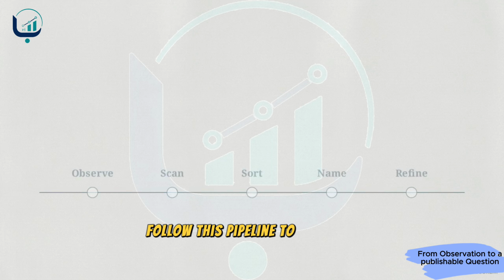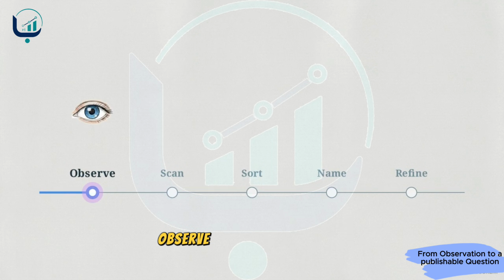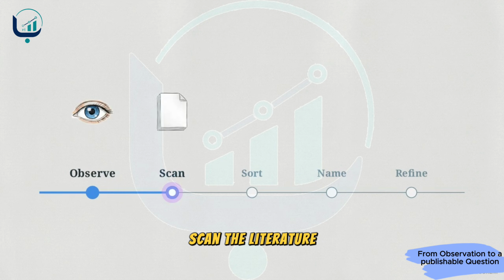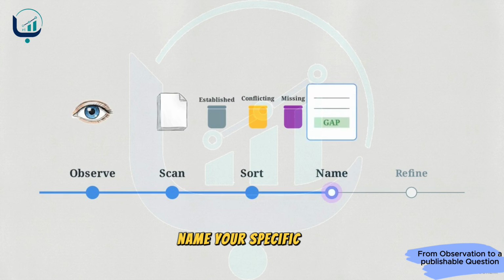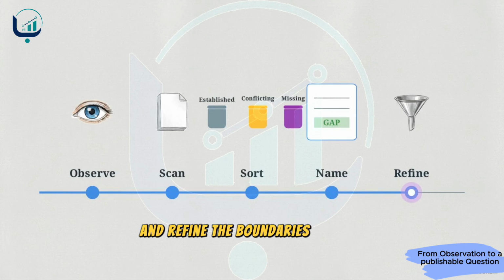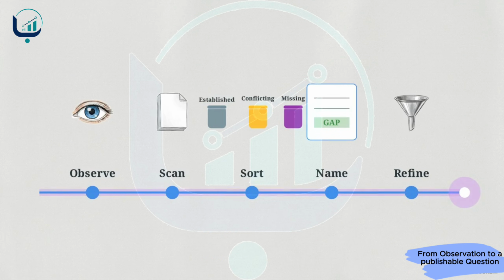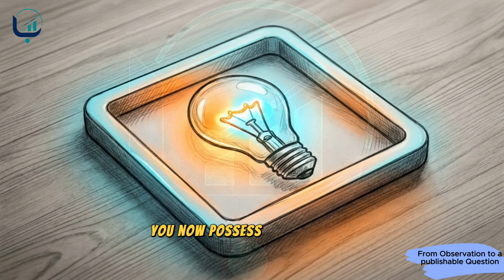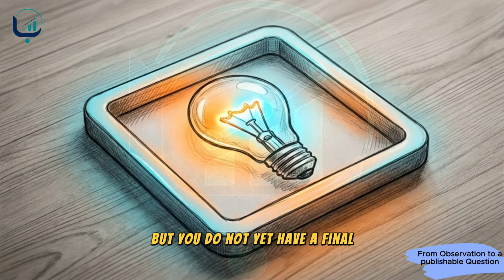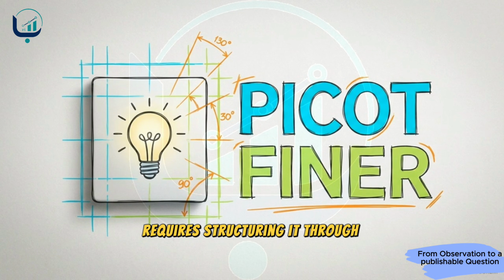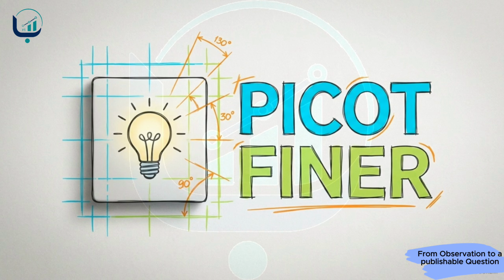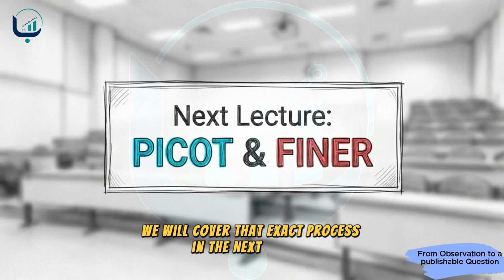Follow this pipeline to engineer your idea. Observe the clinical problem. Scan the literature rapidly. Sort the evidence into buckets. Name your specific gap. And refine the boundaries until it is fully feasible. If you complete these steps, you now possess a gap-backed, publishable idea, but you do not yet have a final operational research question. Transforming that gap into a precise protocol requires structuring it through the P-code and finer frameworks. We will cover that exact process in the next lecture.